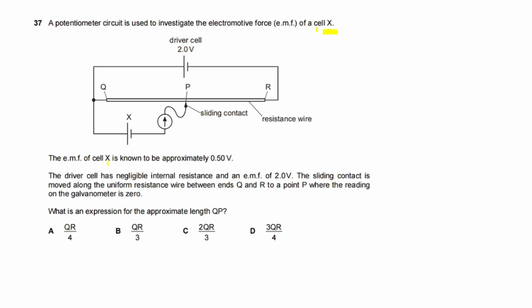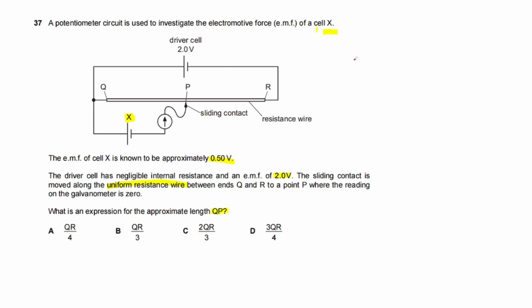The EMF of a cell is known to be approximately 0.50 volts. The driver cell has negligible internal resistance and an EMF of 2 volts. The sliding contact is moved along the uniform resistance wire between ends Q and R to a point P, where the reading on the galvanometer is 0. What is an expression for the approximate length of QP?